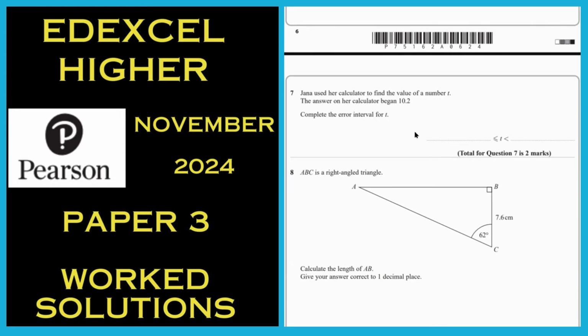Number 7, we have what's called a truncation here. The common mistake is to see 10.2, see that, and simply go up to 10.25 and down to 10.15. Neither of those values are correct, unfortunately, because that would be an error or a bound. That would be an error interval in a bounds situation. This is truncation. It's been chopped off. It begins 10.2. End of conversation.